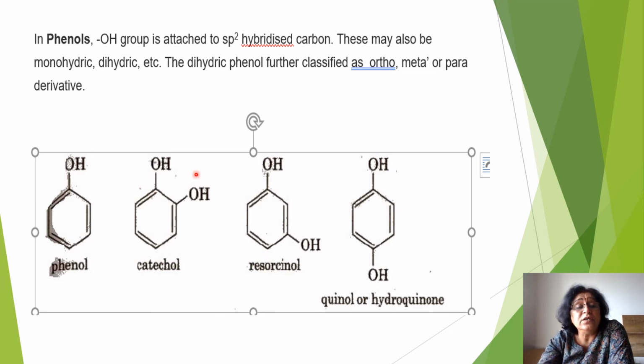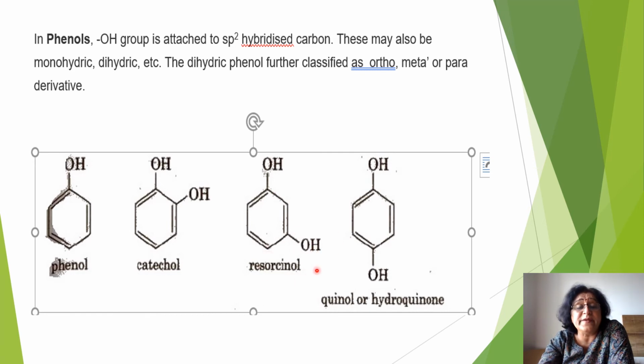Here you see this position is called ortho position. The second and sixth positions are called ortho positions. The third and fifth positions are called meta positions, and the fourth position is called para position. So here you see in catechol the OH is present on the first position and on the second position. That means the second position is what? Ortho position.